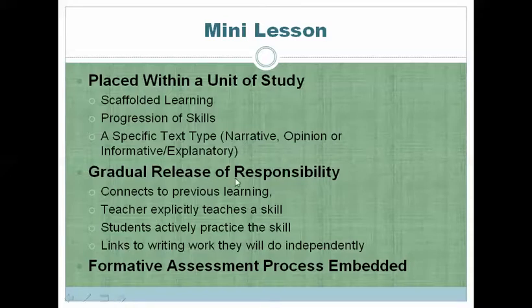We know that the gradual release of responsibility method is essential, especially when we think about the Common Core and the progression of these standards across the grades. So even the progression of, for example, writing standard 1, opinion argument writing across the grades, that is actually scaffolded from kindergarten through 12th grade. At the same time, our units are scaffolded and we connect to previous learning across even one unit of study within one grade level. Students are actively practicing right within the mini lesson so that we have that opportunity for formative assessment before we even release them to do the work independently.